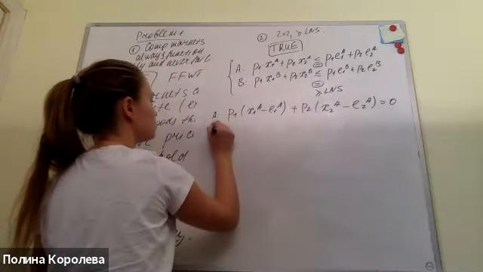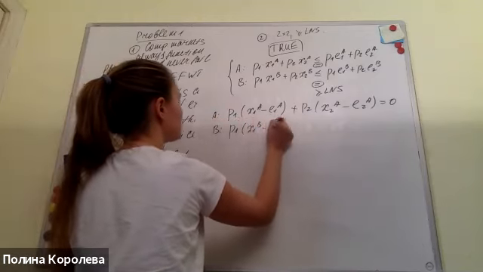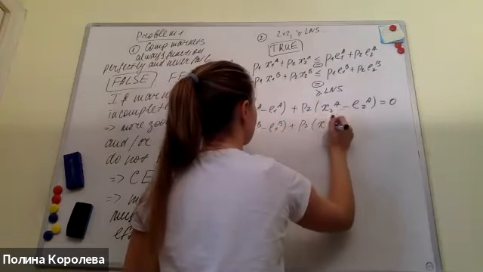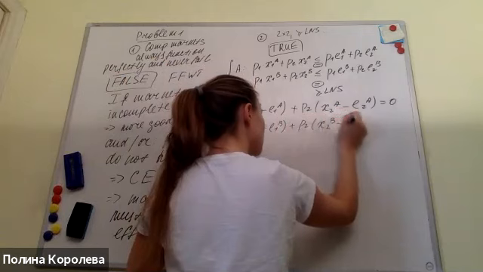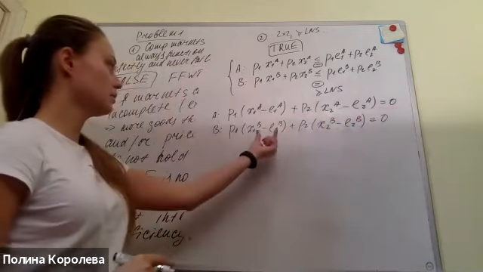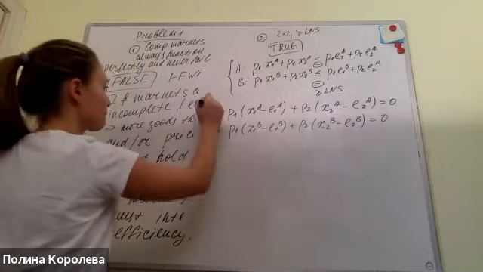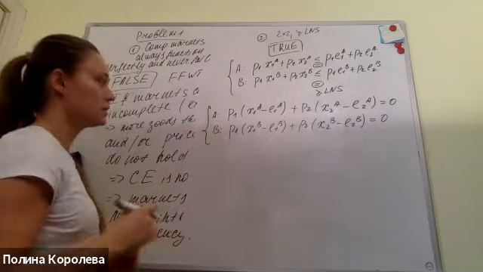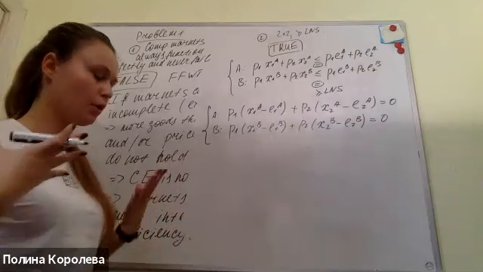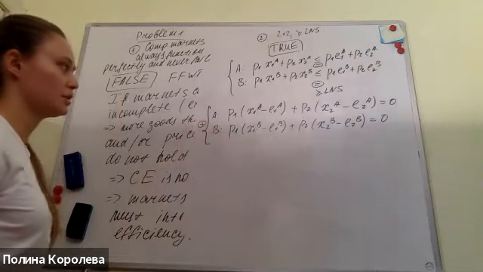This is for A. For B: P1 times (x1b minus e1b) plus P2 times (x2b minus e2b) should be equal to 0. You see, these differences are exactly excess demands. And we should find aggregate excess demands, so we should sum up all these excess demands. So let's sum up these two budget constraints.